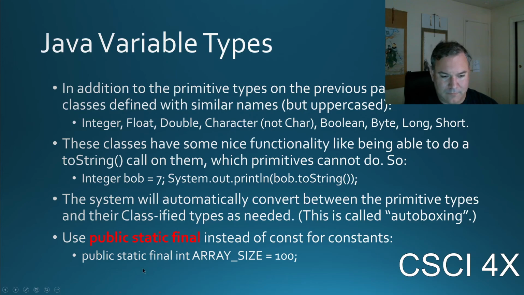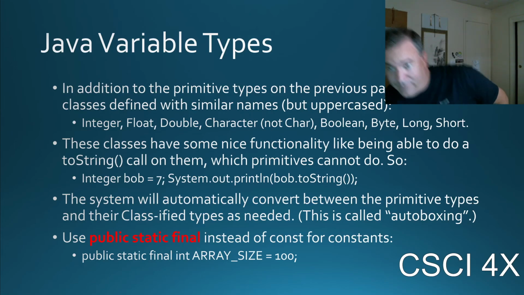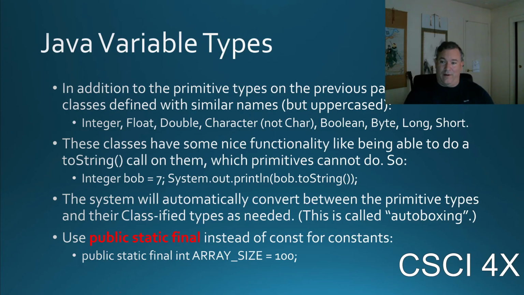Instead of const, they have public static final. You know how I was complaining earlier about Java being a verbose language. It's a verbose language. Why use one word when three will do? So if you want to have a const for like array size, you would use public static final int ARRAY_SIZE equals 100. Whereas in C++, this would be const.